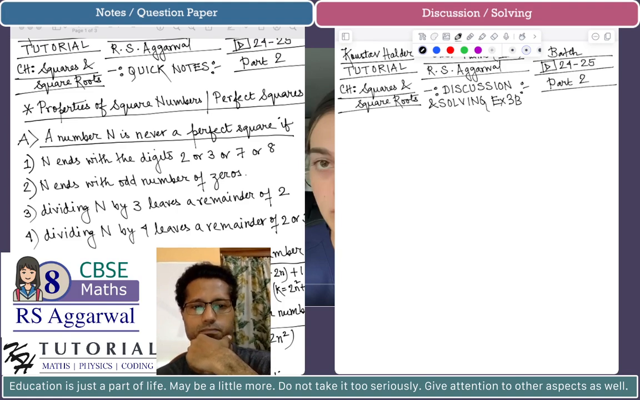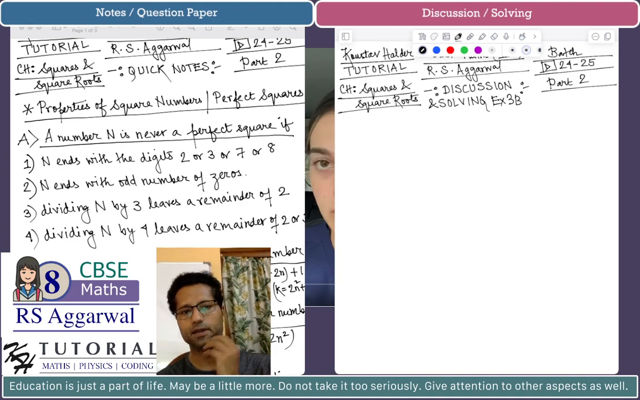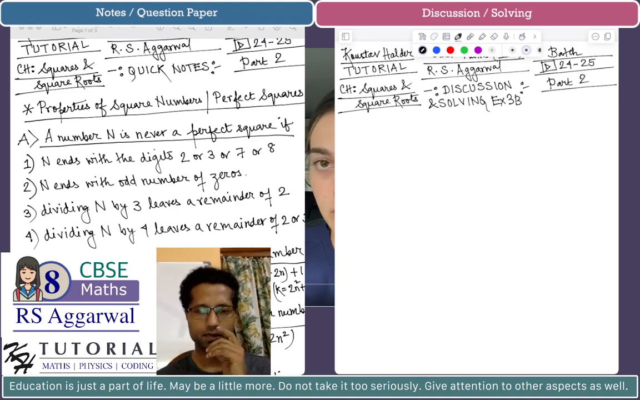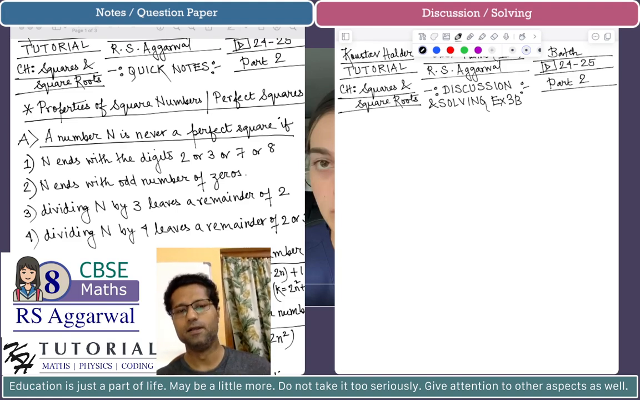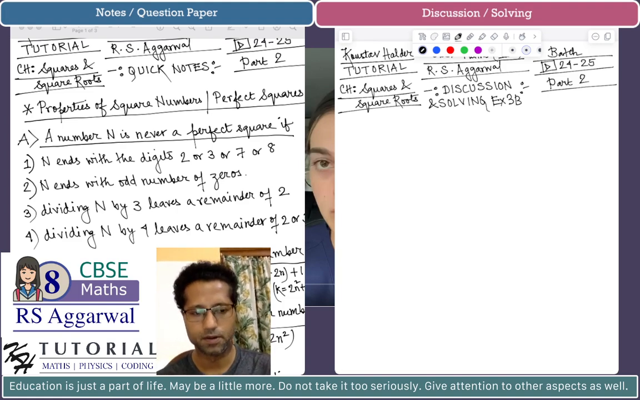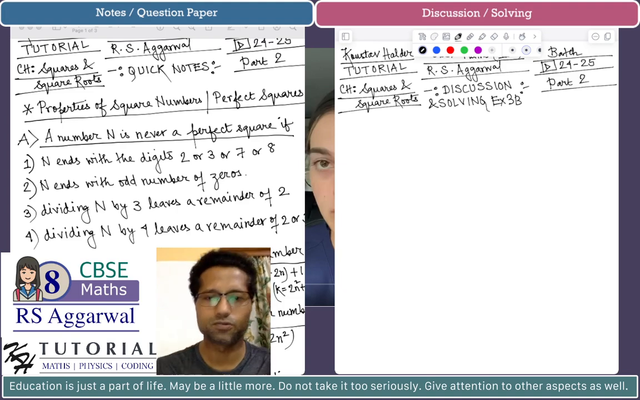The property under group A is: a number n, where n is a natural number, is never a perfect square if the number n ends with the digits 2, 3, 7 or 8. I have already discussed in the previous video that if a natural number ends with the digits 2, 3, 7 or 8, then it is never a perfect square. It is never a square number.